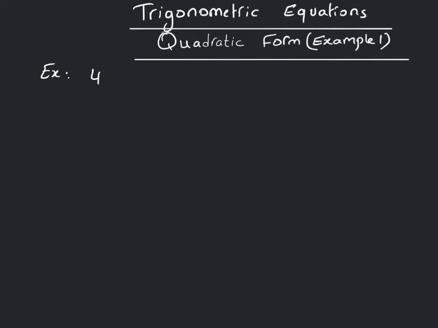Given 4 cosine squared x equals 1, the domain of x should be between 0 and 2 pi. It's very important here to be careful about the domain of x. So the angle should be between 0 and 2 pi, and you're supposed to find the value of x.